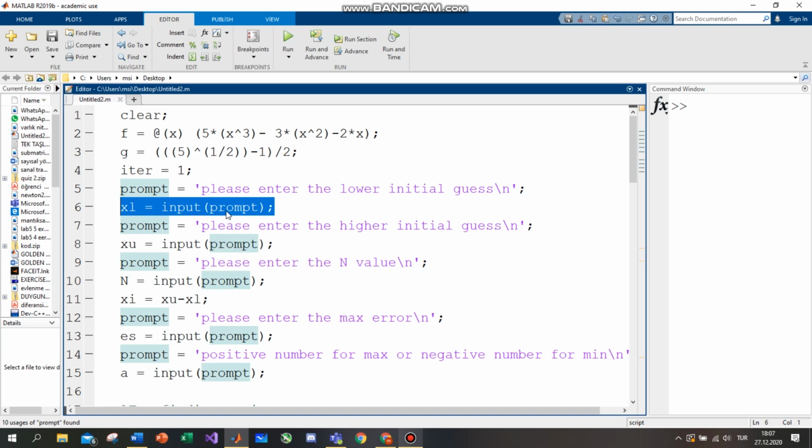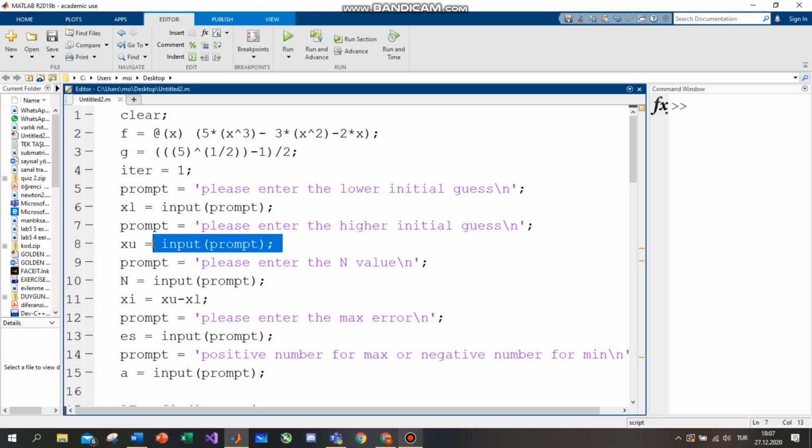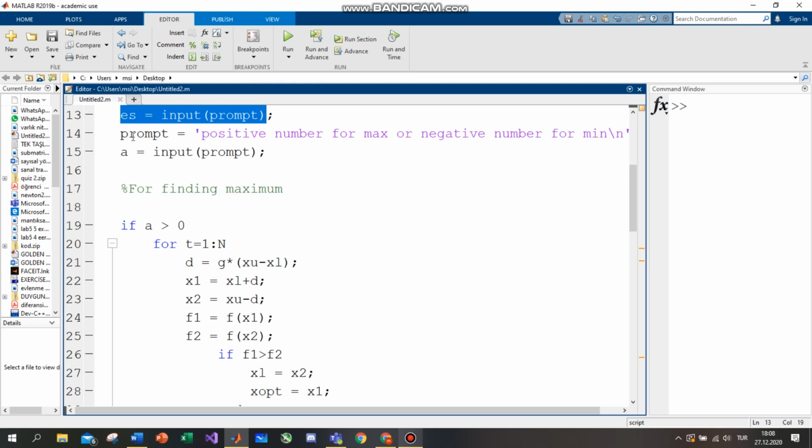x1 equals input with the prompt for the lower initial guess, and there is also an upper initial guess input. Then n equals input for the maximum iteration repetition. This one is the initial guess difference for error calculation, and this one is the acceptable error margin. That's all.